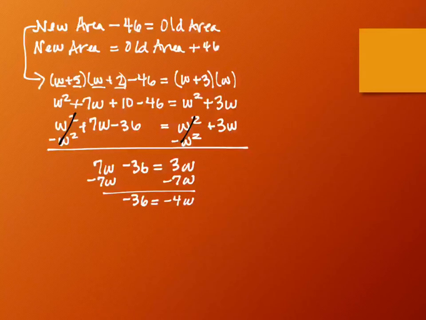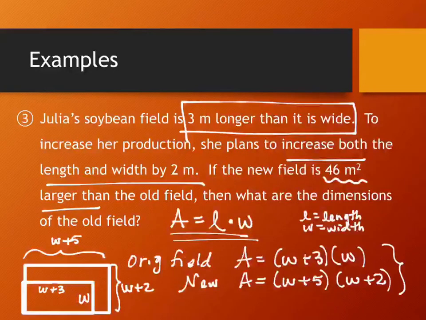What would I do next? Yeah, I'll divide by negative 4. So W is going to be left, and then what's negative 36 divided by negative 4? 9, yeah. 9, you're thinking divide by 3. It's 9. We have to make sure we answer the question that was asked, because it didn't ask me for the width, actually. What did it ask me for? The dimensions of the original field.